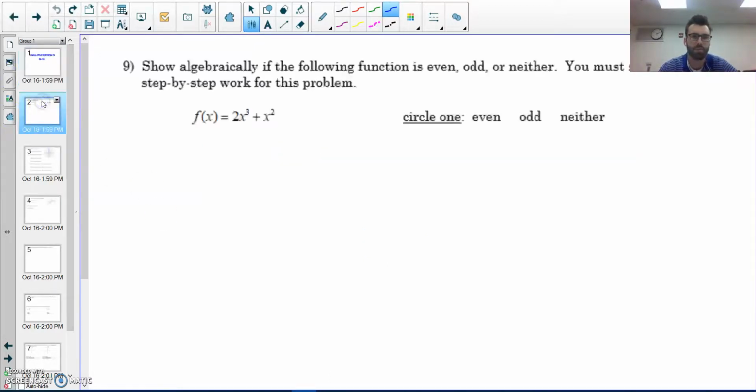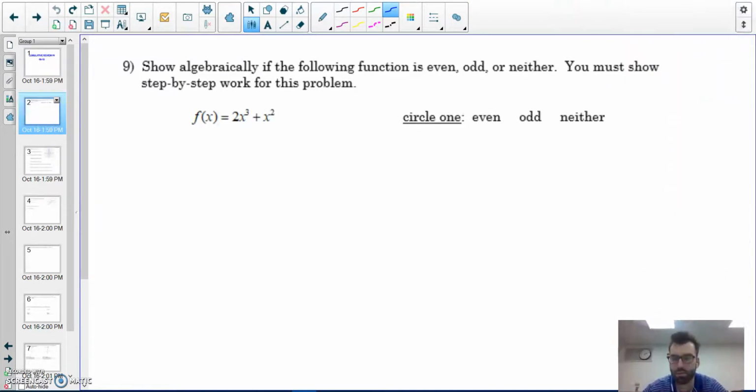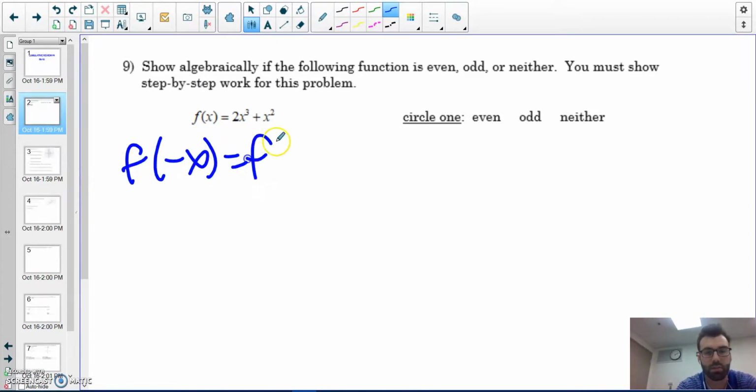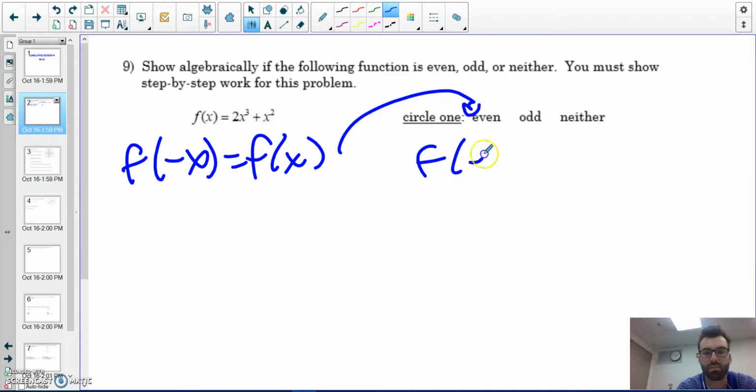All right. So, number 9 says show algebraically if the following function is even, odd, or neither. You must show the step-by-step work for this problem, okay? Remember to test if it's even, odd, or neither. If my function is even, if I plug in f of negative x, I will get my original. That's for even. If my function is odd, if I plug in f of negative x, I will get the opposite of f of x.